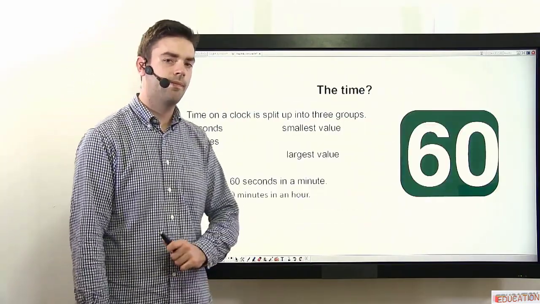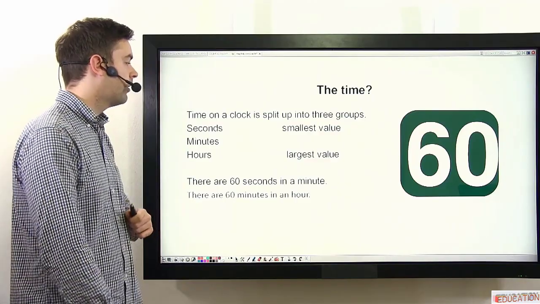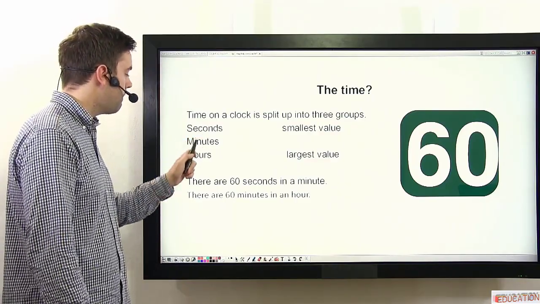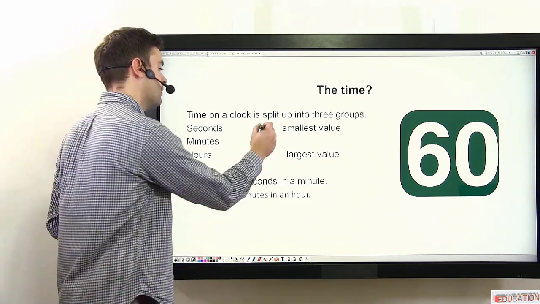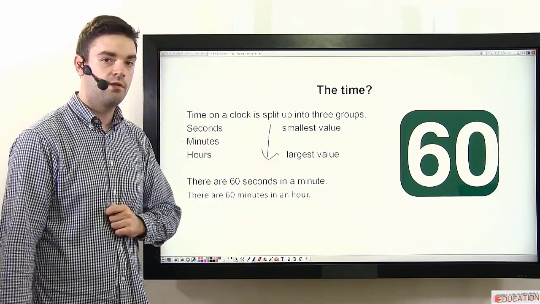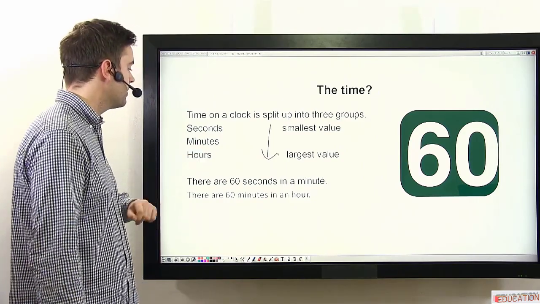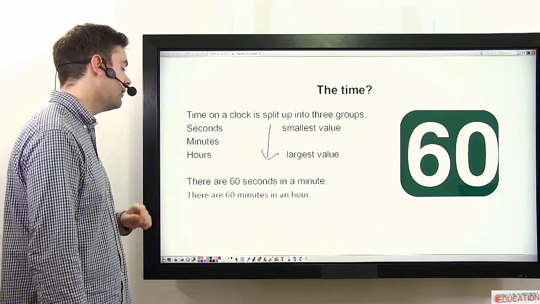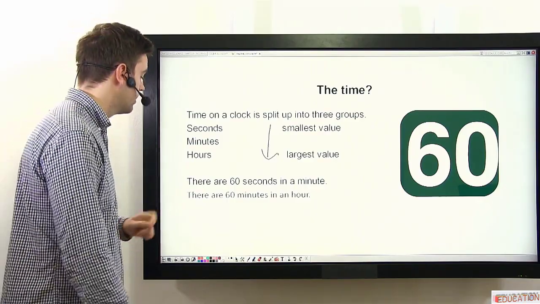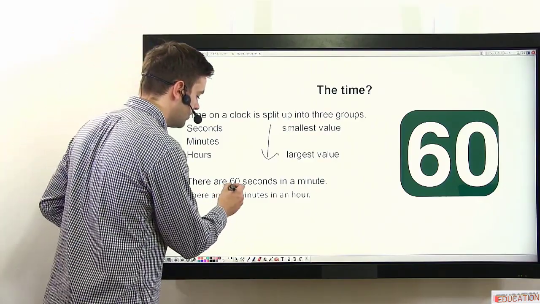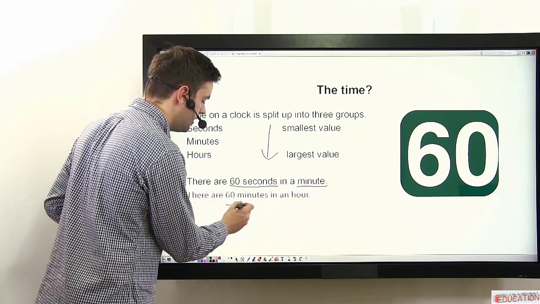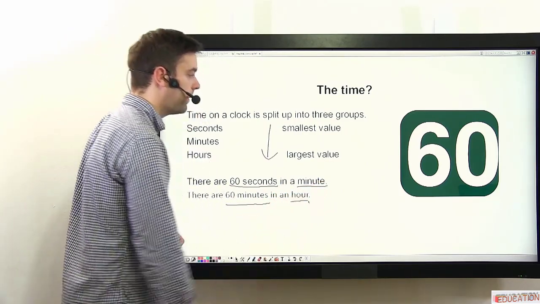So the time on a clock is split up into 3 groups: seconds, minutes, and hours. Seconds are the smallest value. Minutes are larger than seconds, and hours are larger than minutes and seconds. There are 60 seconds in a minute, and there are 60 minutes in an hour.